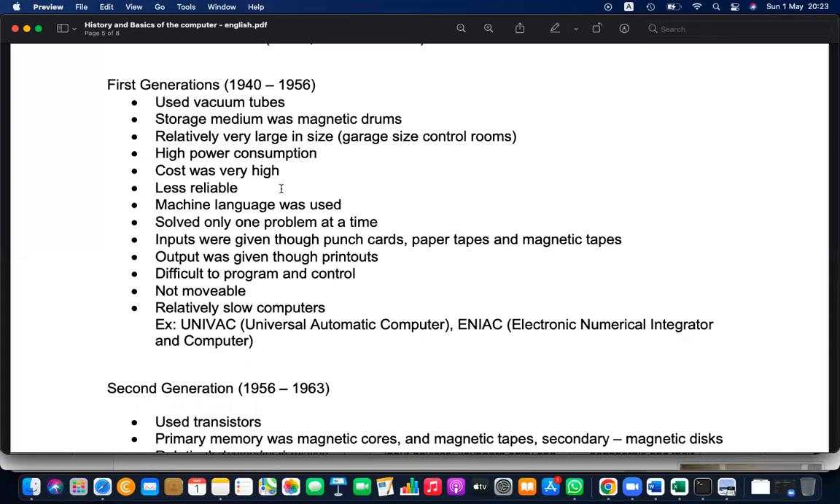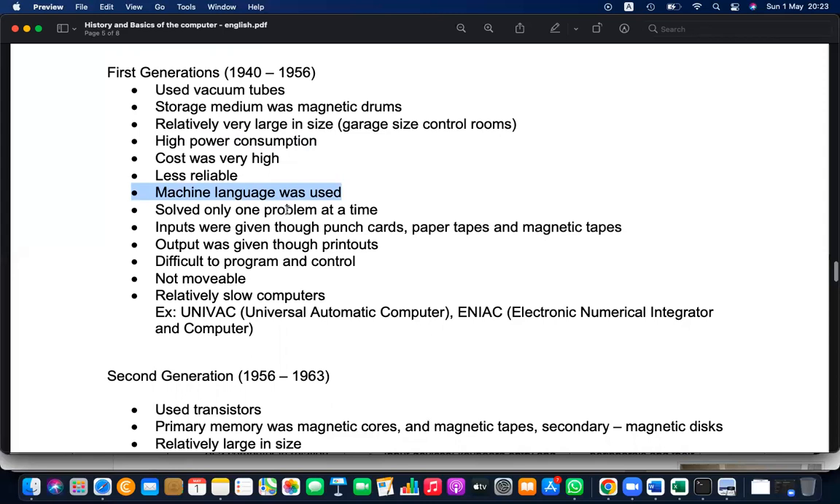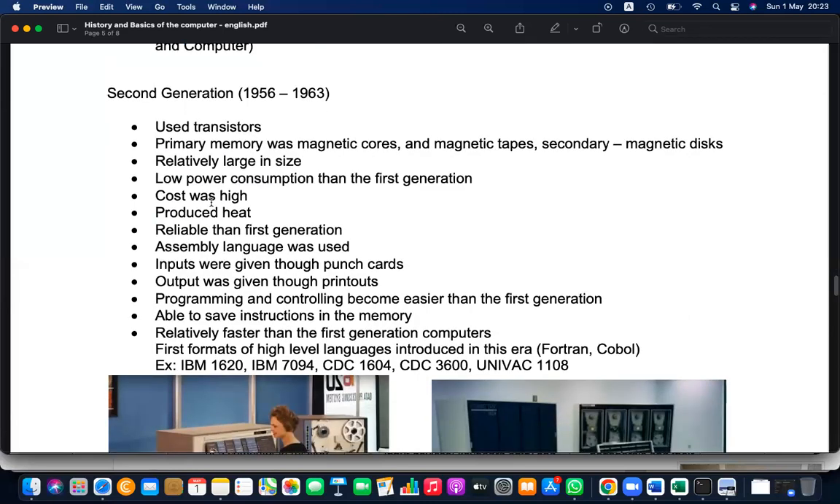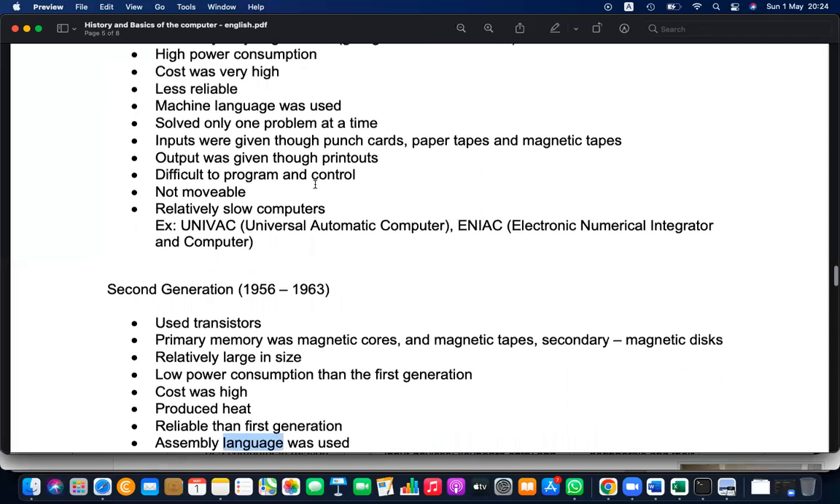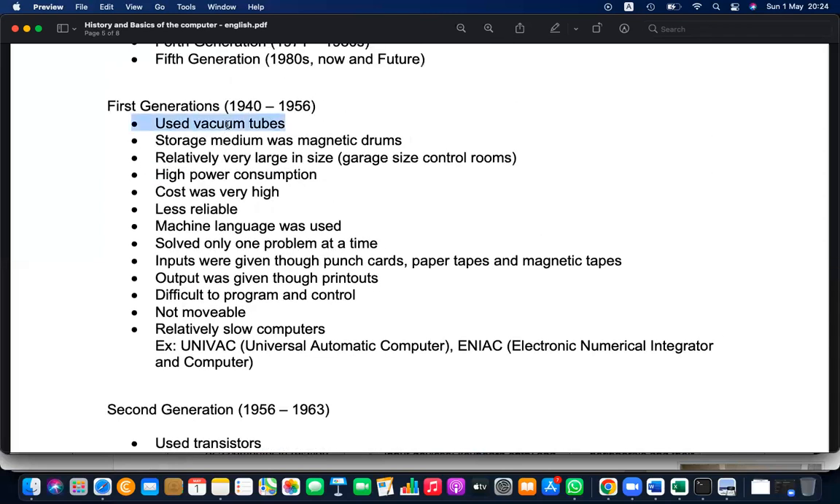Actually, some programming language, it's machine language, right? Not programming languages introduced in the second generation. Assembly language actually. But in the initial, mainly the machine language, binary language was used. In the second generation, assembly language was there, and also some programming languages were introduced later in this generation. And so the main technology was transistor.